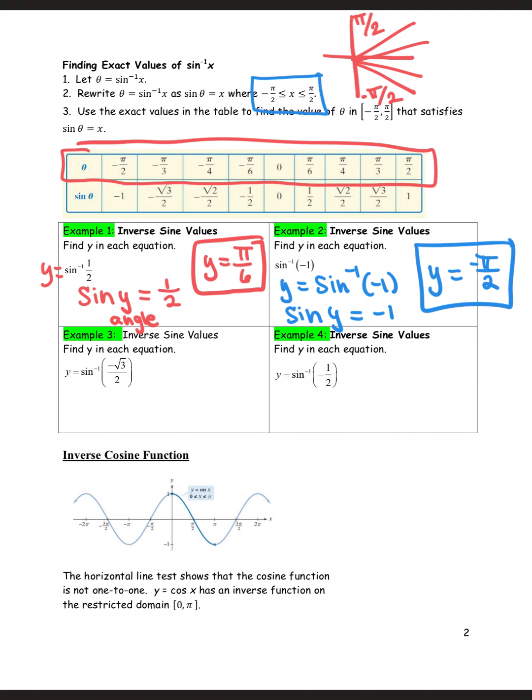Find y in each equation such that y equals the inverse sine of negative square root of 3 over 2. Once again, we're going to say sine of y equals negative square root of 3 over 2. Look at the table. Where does sine of y equal negative square root of 3 over 2? That occurs at negative pi over 3.